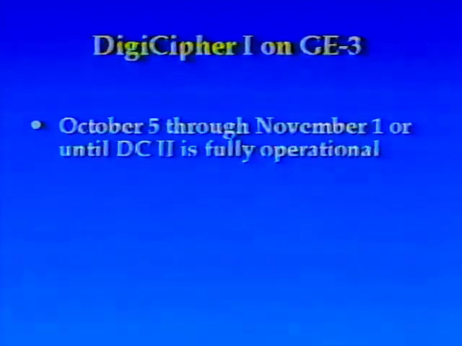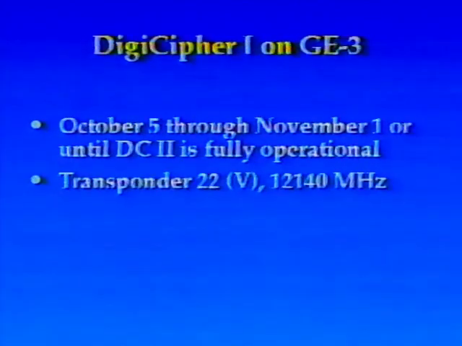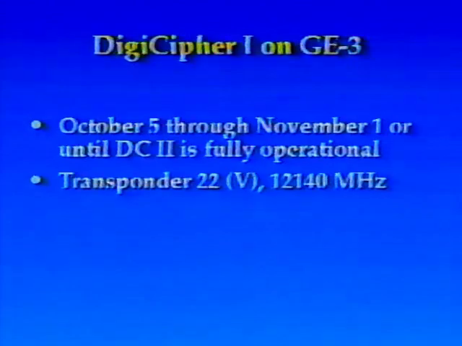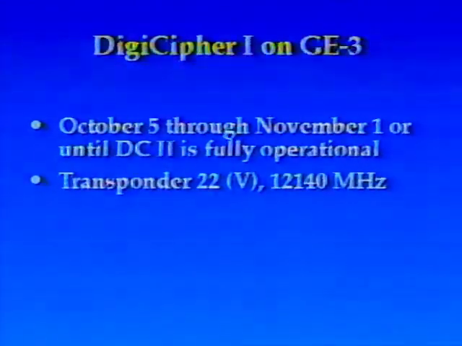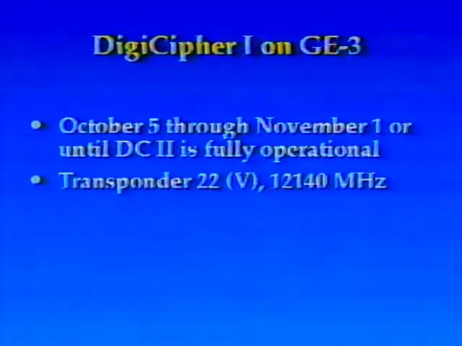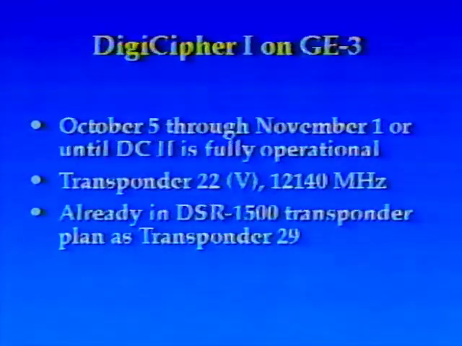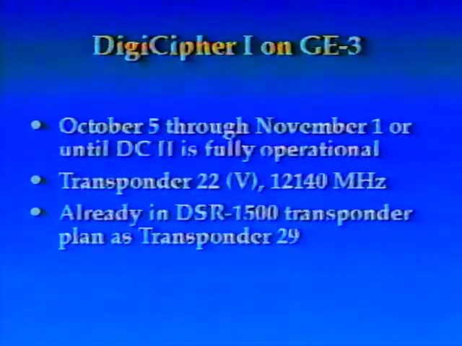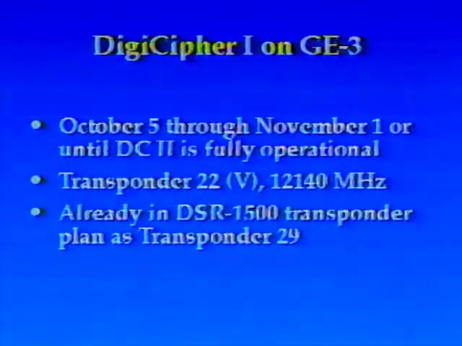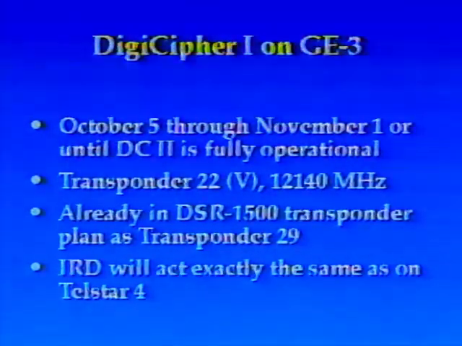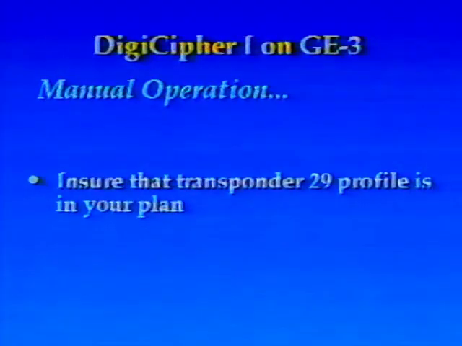Also, as Ralph also said, the service will be on transponder 22 vertical. That's 12140 megahertz. This so happens to already be in your DSR 1500 transponder plan as transponder 29. That's if you have it loaded as it was originally suggested, and we hope you do. If you do that, or if you load it in an appropriate way, and we'll talk about how to do that under the various operating scenarios in just a minute, the IRD will act exactly the same as it did on Telstar 4.